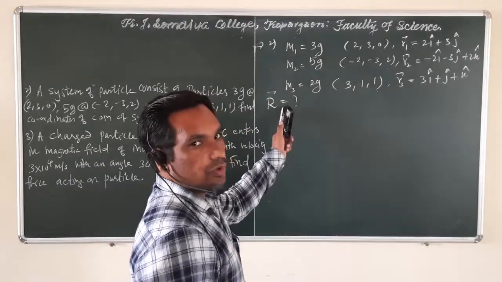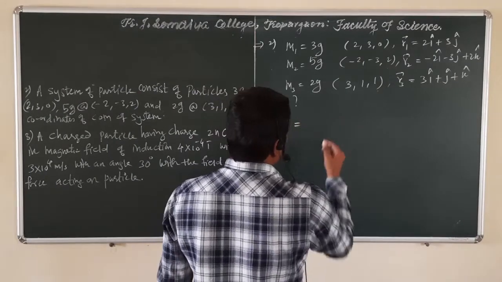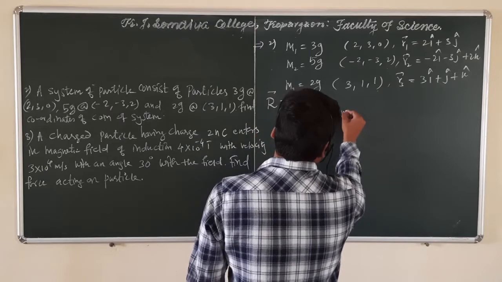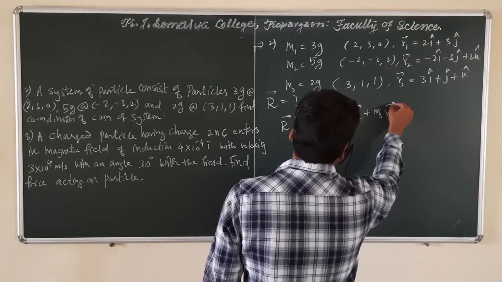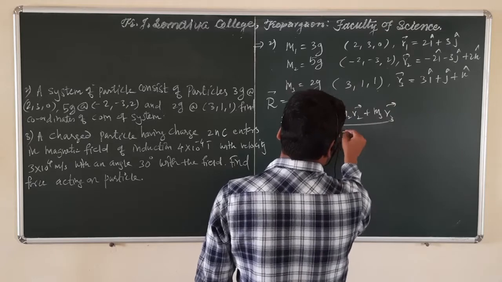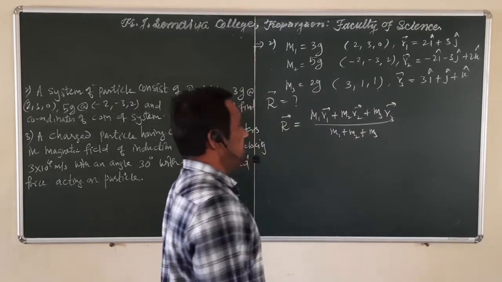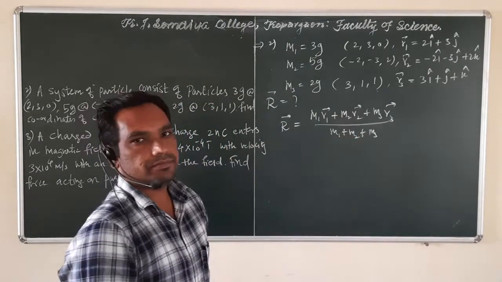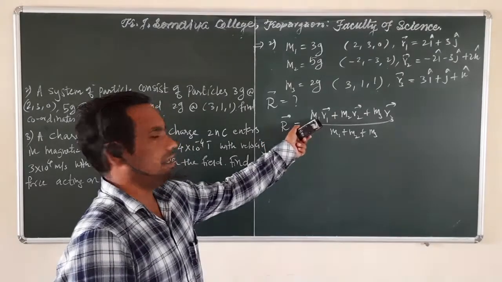Now using the formula again, vector R is equal to, we can write, (M1 R1 + M2 R2 + M3 R3) divided by (M1 + M2 + M3). Now see, here we have three masses, M1, M2, M3. Okay, so the formula is modified for three masses like this.